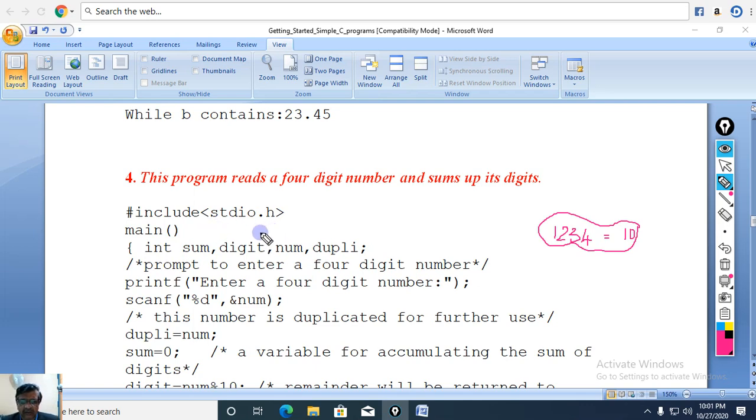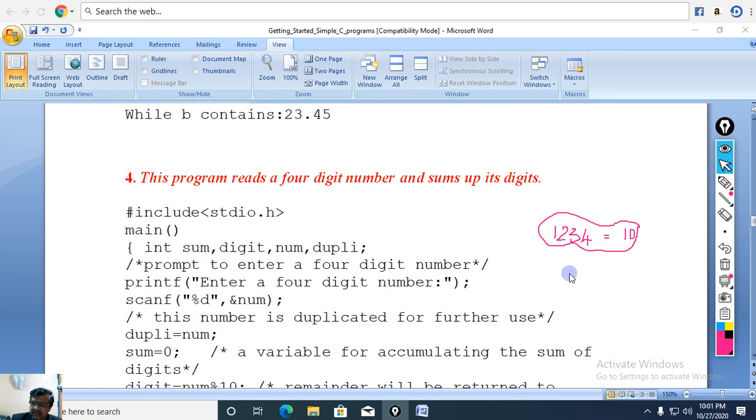We have included stdio.h, of course. Then integer sum, because we need to get the sum of the digits. This is meant for that. Digit: we have to separate 4 first, 3 next, 2 next, and 1 next. We have to separate from 1234 to 4, 3, 2, 1. Let us see how exactly we will do that. Num is the original number. Duplicate, because in the operations there are chances we will lose this number. 1 2 3 4 will no more remain in the memory because it will be successively slashed.